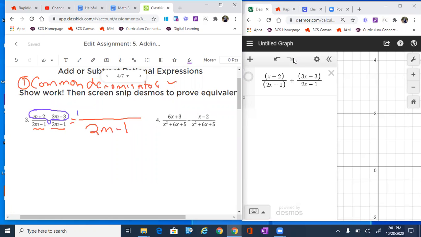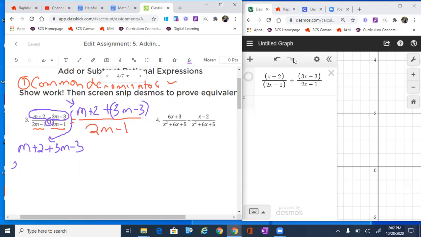And it says m plus 2 plus, and notice it's addition, I've got to grab that, 3m minus 3. Because it's addition, nothing actually happens to this numerator right here. It just all stays as m plus 2 plus 3m minus 3. What I like to do is bring the numerator off to the side and work with that on its own, okay?